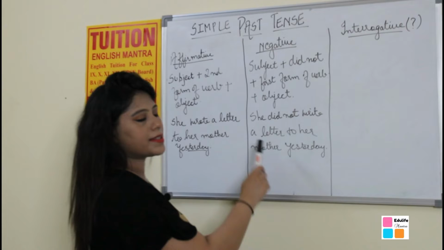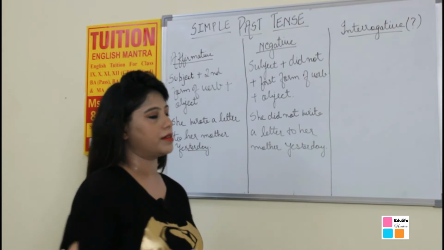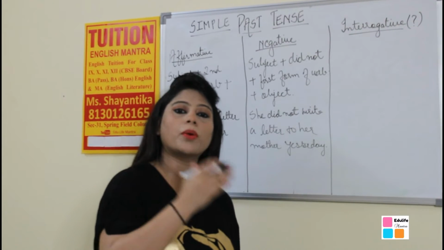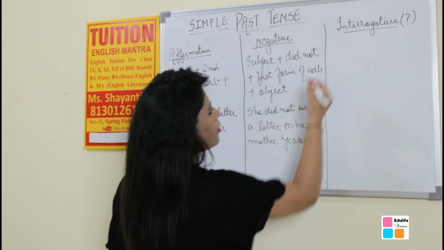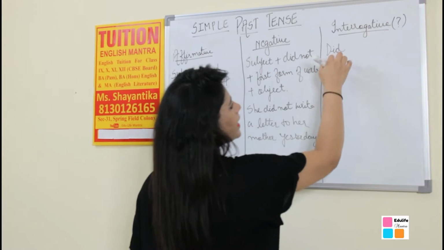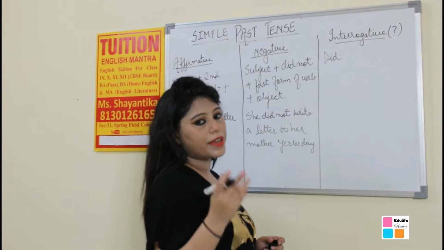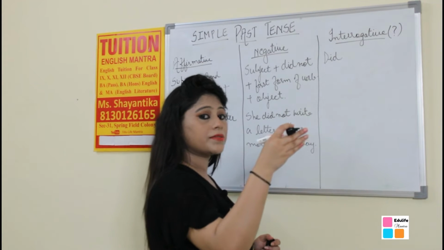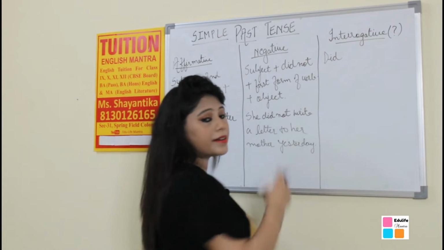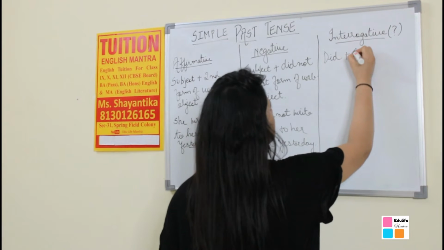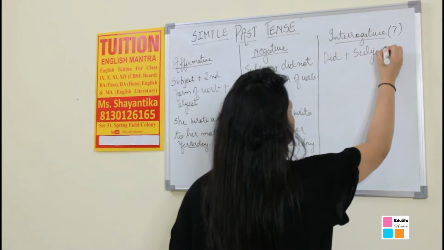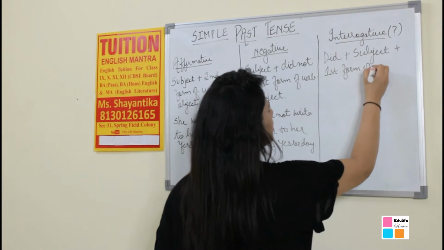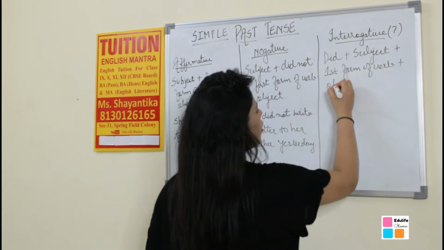Now if you want to change this sentence into interrogative, that is a question, then the helping verb did will come before the subject. Let's see the formula. Did, again second form of verb is used, so that's why we have to use the first form of verb. It's just like present tense. In present tense we used do and does. Here: did plus subject plus first form of verb plus object.